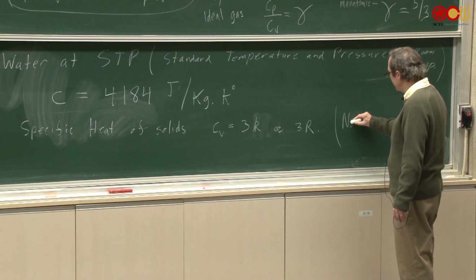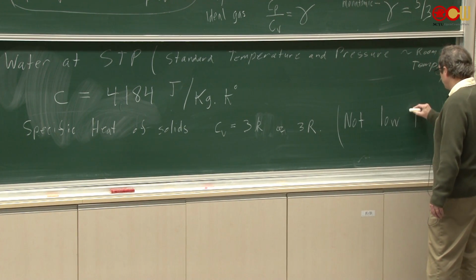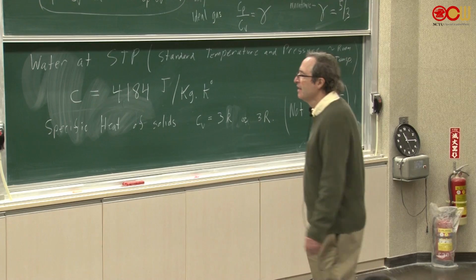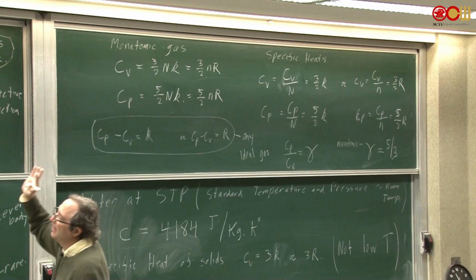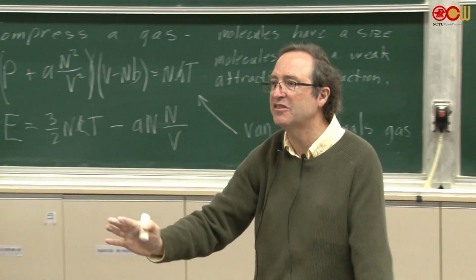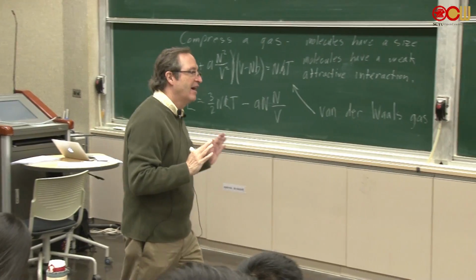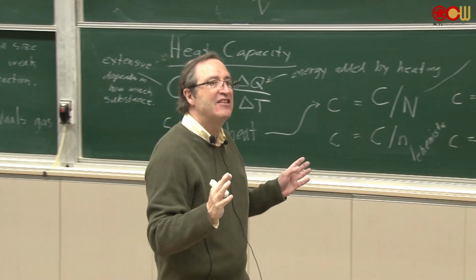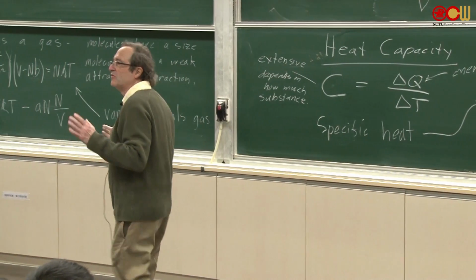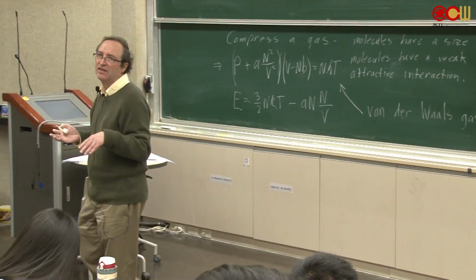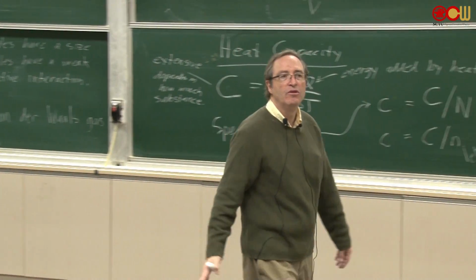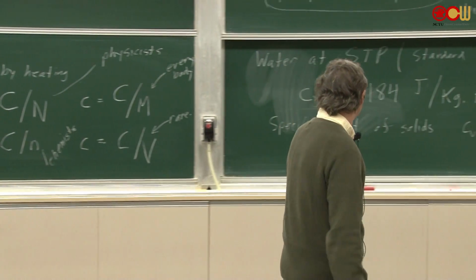Okay? That's a pretty amazing result, but it's only true at not low temperatures. When you get to low temperatures, you got to fix that. That's also the case for water. That's also the case for the ideal gas or any gas. At low temperatures, things are different. All right? Unfortunately, you need to know quantum mechanics to figure out what's happening at low temperatures. So we won't be able to do that here in this course. Okay? So these results are only true at reasonably high temperatures.